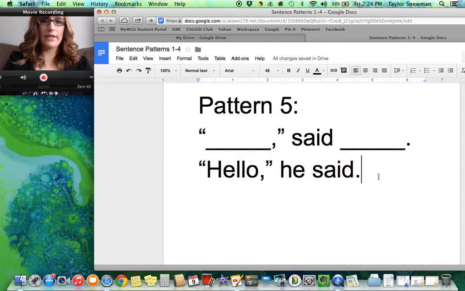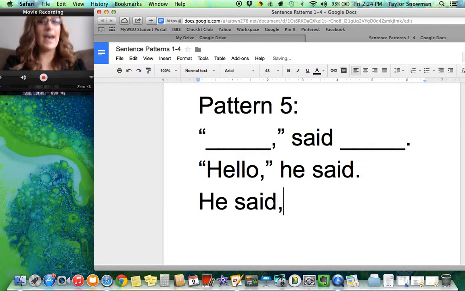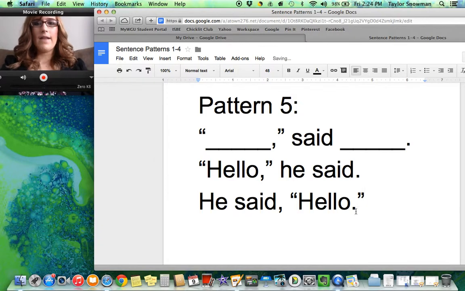So, let's do a different variation. He said, hello. Okay, now this time there's a period at the end of hello because that's the end of the sentence. So he said, comma, quotation marks, hello. So that looks quite a bit different than this one, really. The comma goes after said, and the quotation's hello. Okay, remember, anything in here, it's just like you're starting a brand new sentence. That needs to be capitalized, okay?